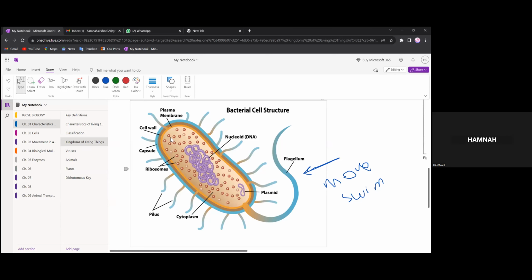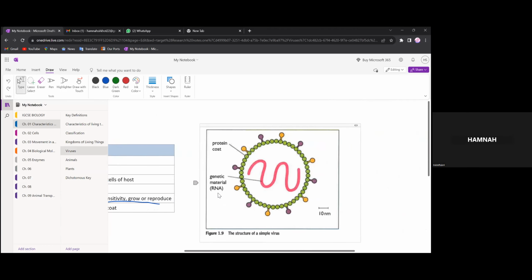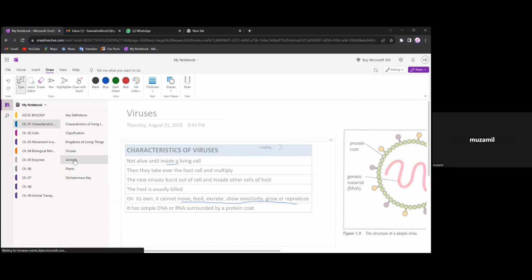Like bacteria have a cell wall. Viruses do not have a cell wall. You can write bacteria have cytoplasm. Bacteria have flagella, cell wall, cytoplasm, and ribosomes. All of these things, and viruses don't. The only things the viruses have are protein codes and genetic material, right?